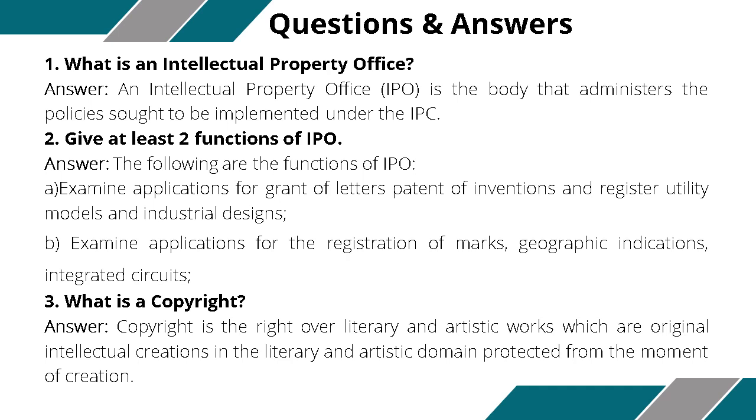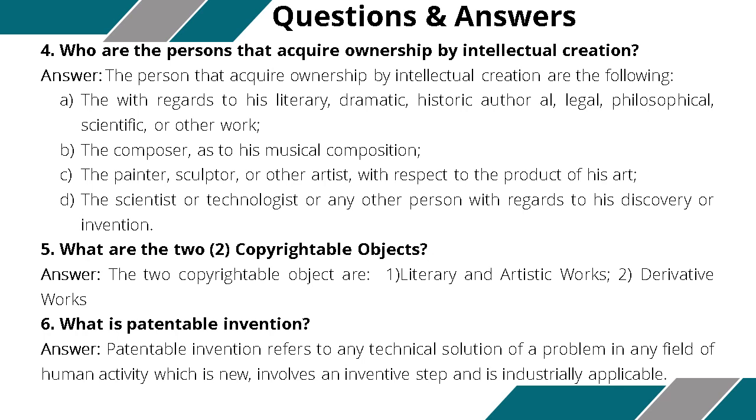Number 3, what is a copyright? Answer, a copyright is the right over literary and artistic works which are original intellectual creations in the literary and artistic domain, protected from the moment of creation. Number 4, who are the persons that can acquire ownership by intellectual creation? Answer, the persons that acquire ownership by intellectual creation are the following. A, the author with regard to his literary, dramatic, historical, legal, philosophical, scientific, or other works. The composer as to his musical composition. The painter, sculptor, or other artist with respect to the product of his art. And the scientist or technologist or any other person with regard to his discovery or invention.